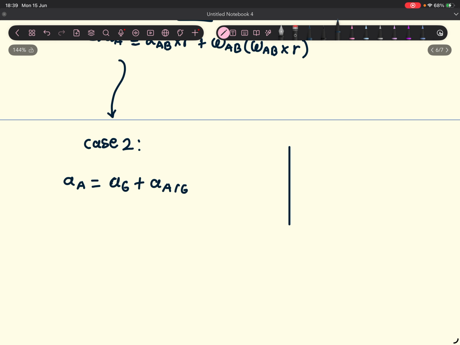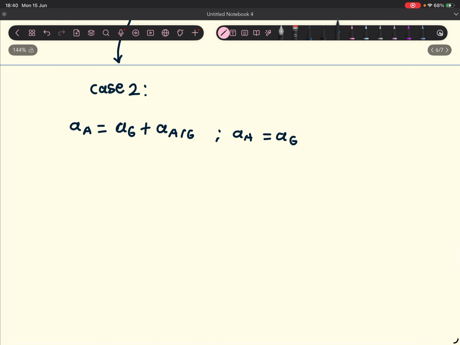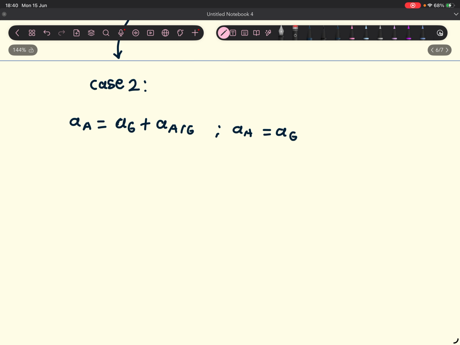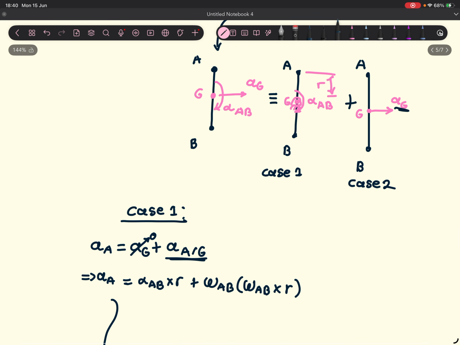But because this thing is moving at the same velocity, there's no rotation to it. So every single point has to have the same acceleration and the same velocity. So by default, acceleration of A has to equal acceleration of G, right? If you couldn't see that, what you could have done was again decompose it. So acceleration of A is equal to acceleration of G. This time this is not 0 because we've defined it here, right?